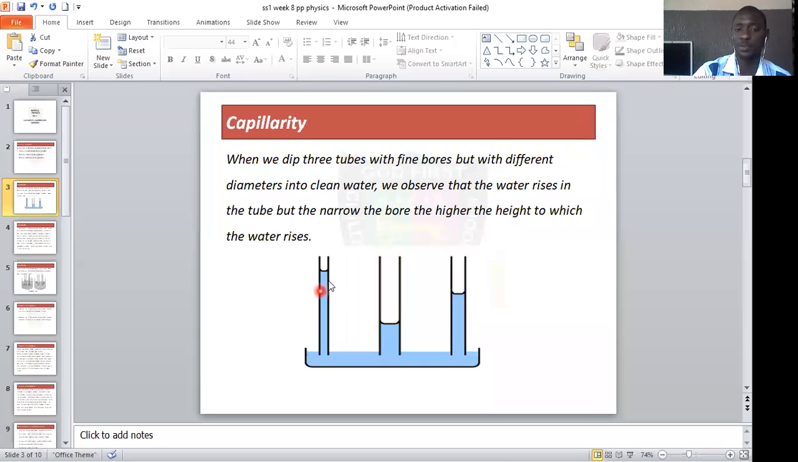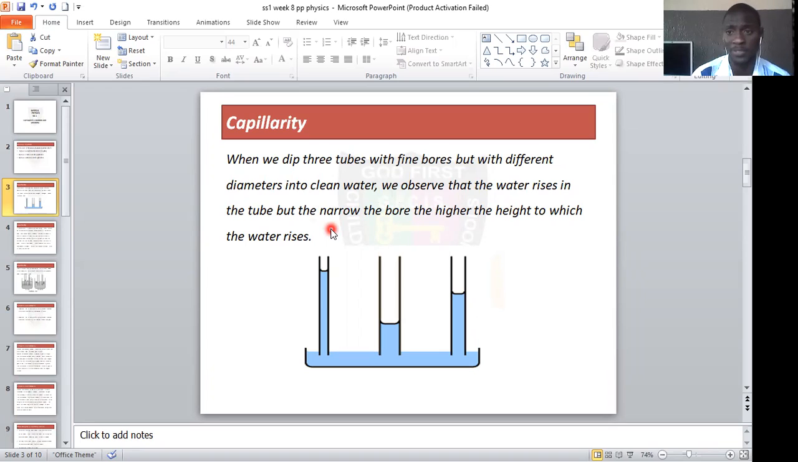This is three tubes: one, the tiniest; this is bigger than that, and this is the biggest. You notice that when we dip three tubes of different diameters into clean water, the water rises in the tube, but the narrower the bore, the higher the height to which the water rises.